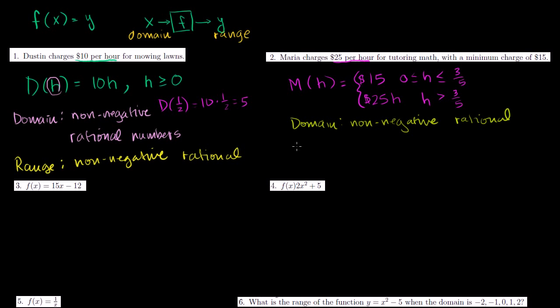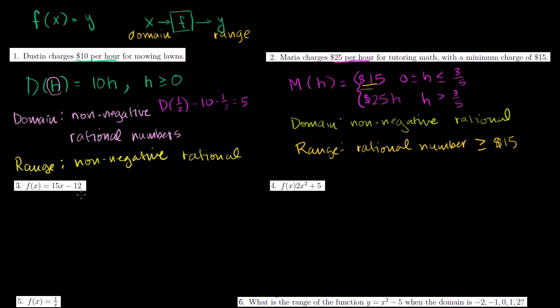And what's the range of her billing function? Well, it has to be at least $15 no matter what. She's going to charge $15, so it's going to be $15 or more. So it's going to be rational numbers greater than or equal to $15. There's no situation in which she will charge $14. There's no situation in which she would charge -$1. Everything's going to be greater than or equal to 15.